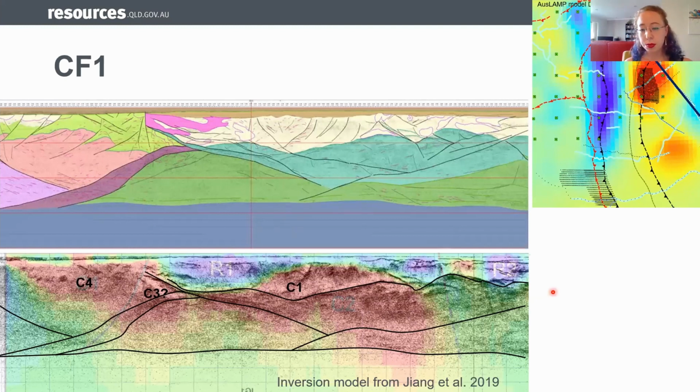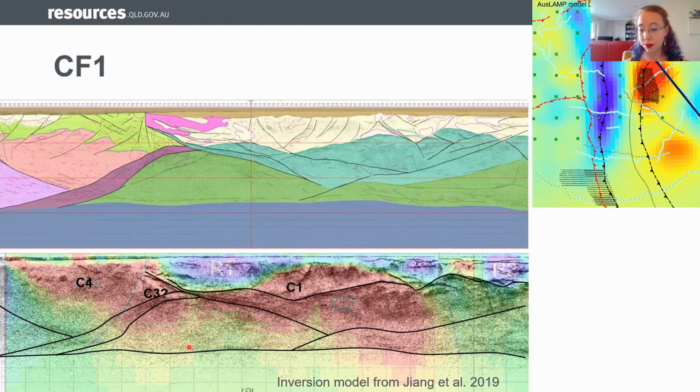So CF1 is probably the most difficult one to understand. We're sitting up here with a northwesterly strike and crossing straight over the top of this very large lower crustal conductor. What we can see is a massive call out to Wen Peng down at GA.